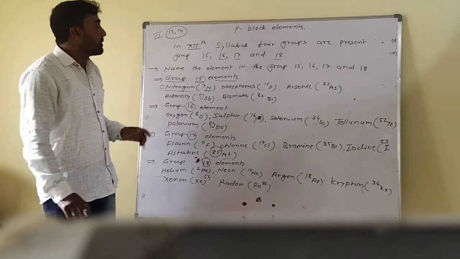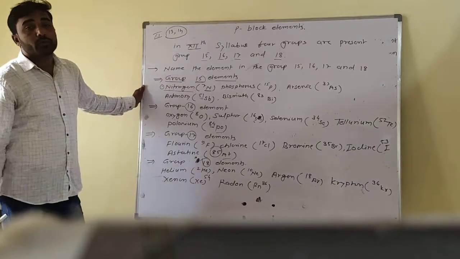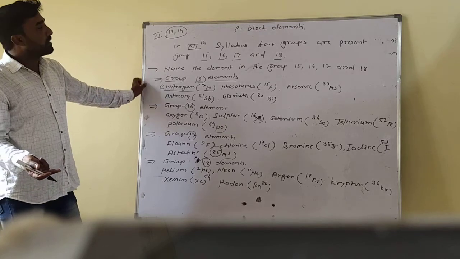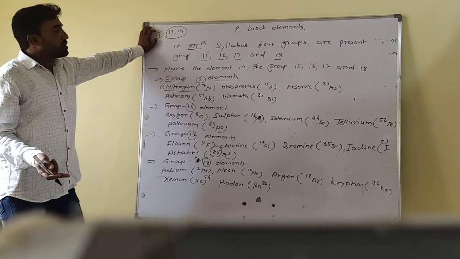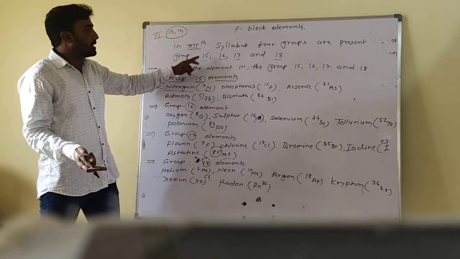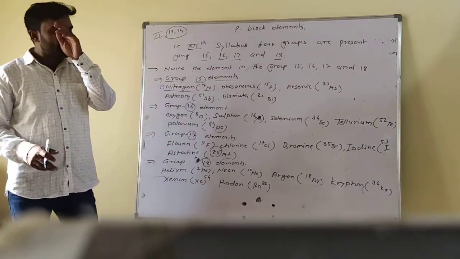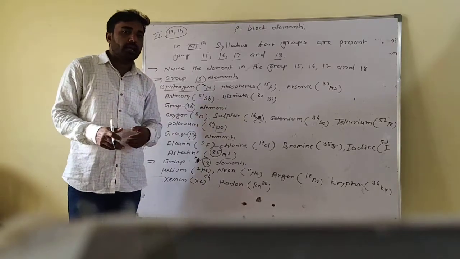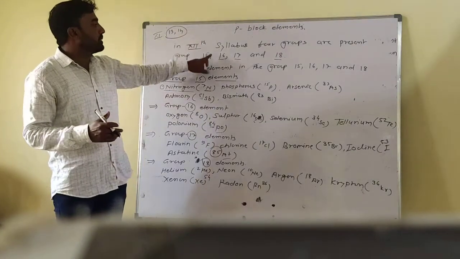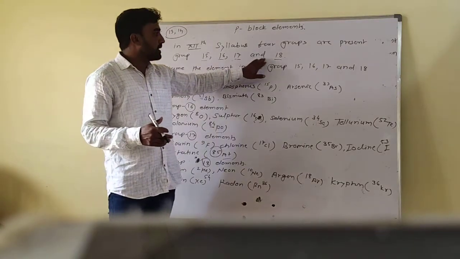In the 12th syllabus, students study the p block elements, that is 4 groups. The remaining 2 groups, group 13 and 14, are present in the 11th syllabus. Depending upon the syllabus, the 12th starts with group 15, 16, 17 and 18 elements. But in the NEET, CET or JEE syllabus, the combination of the overall groups, group 13, 14, 15, 16, 17 and 18, is included.